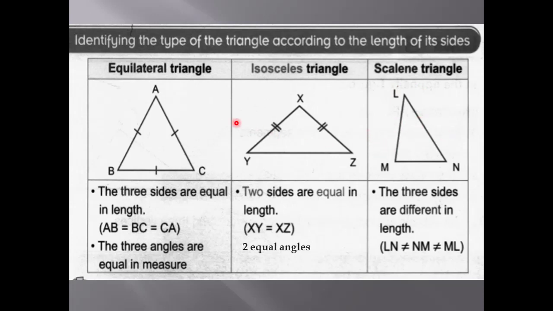So again, we have three types of triangles according to the side length. The first type, equilateral, three sides are equal. Isosceles, two sides are equal. Scalene, the three sides are different. We can notice the angles in equilateral, the three angles are equal also. So I'll divide 180 by 3, so each angle is 60. Here we have only two equal angles, and here the angles also are different.